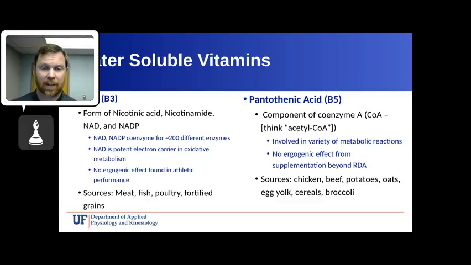Vitamin B5 is known as pantothenic acid. Recall that the first step in the Krebs cycle involves the 2-carbon compound acetyl-CoA. The acetyl portion is the 2-carbon compound that can be derived from pyruvate via glycolysis or through fatty acid via beta oxidation. The coenzyme A portion includes pantothenic acid. Therefore, like thiamine, riboflavin, and niacin, pantothenic acid serves an important role in supporting the Krebs cycle and the mitochondria, where the Krebs cycle takes place within the cell. Pantothenic acid can be obtained by consuming chicken, beef, potatoes, oats, egg yolks, cereals, or broccoli.